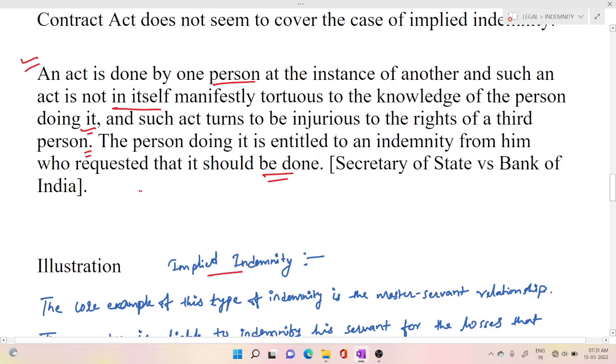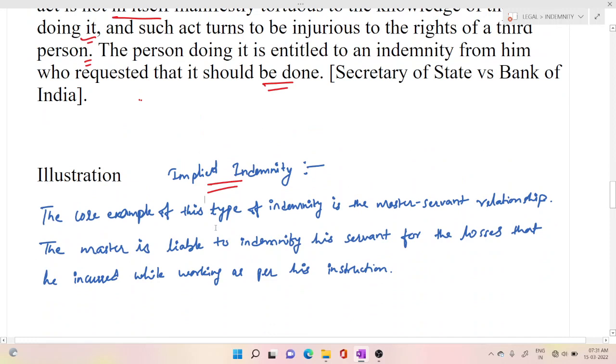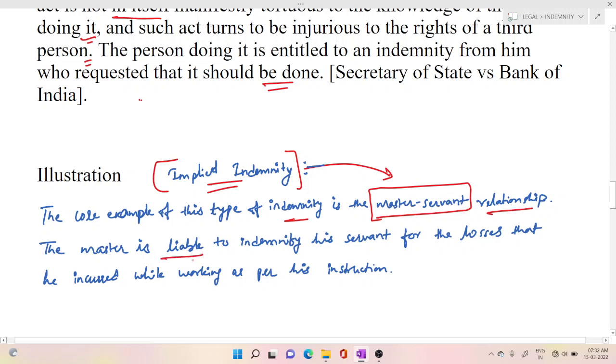Let's see an example of implied indemnity based on this definition. The core example of this type of indemnity is the master-servant relationship. Okay, whenever the implied indemnity question comes, your mind should strike at the master-servant relationship. What happens in a master-servant relationship? The master is liable completely. Who is liable in such a relationship? The master is liable to indemnify his servant.